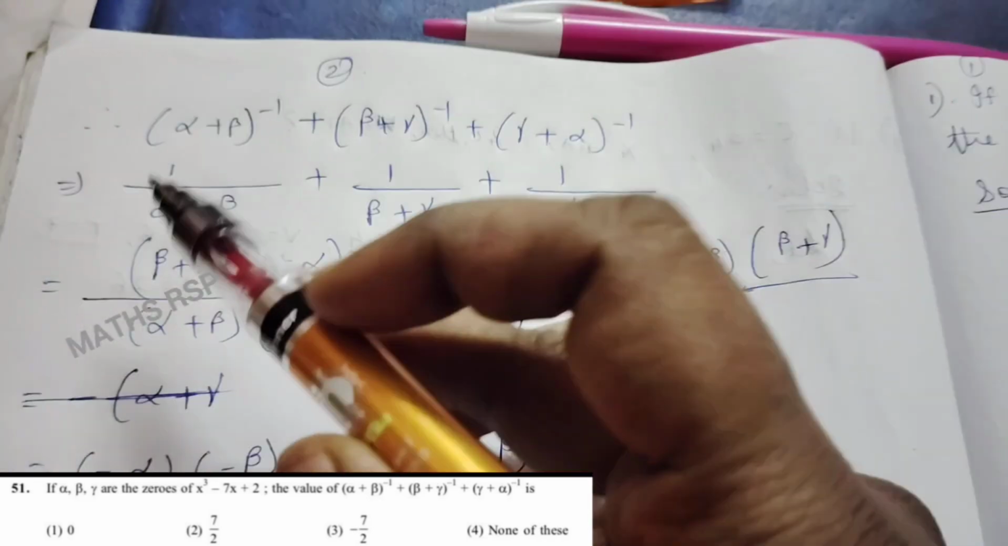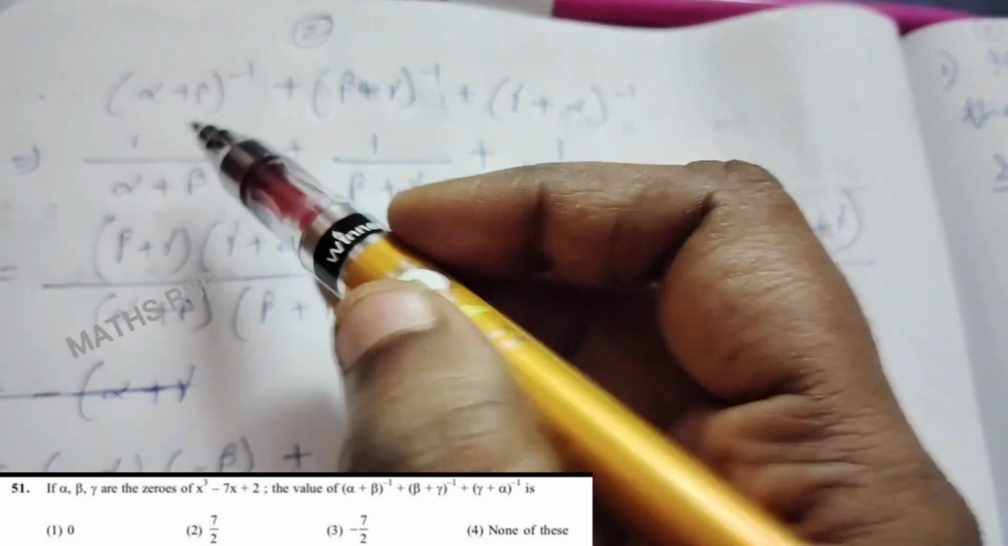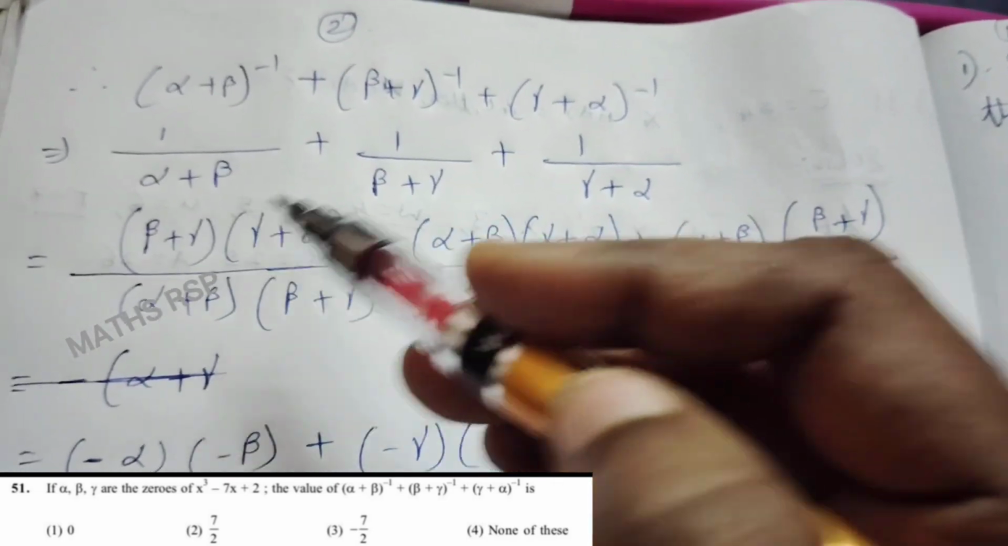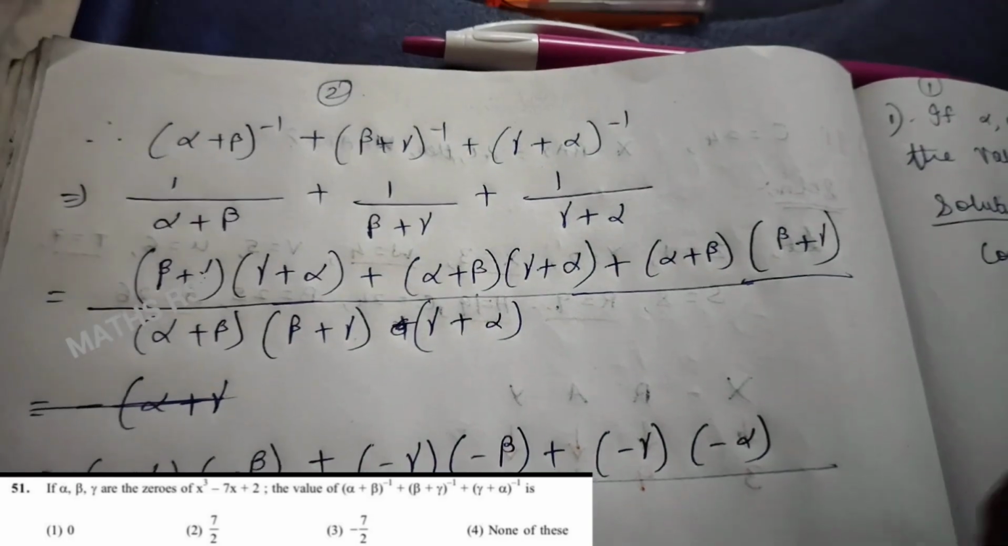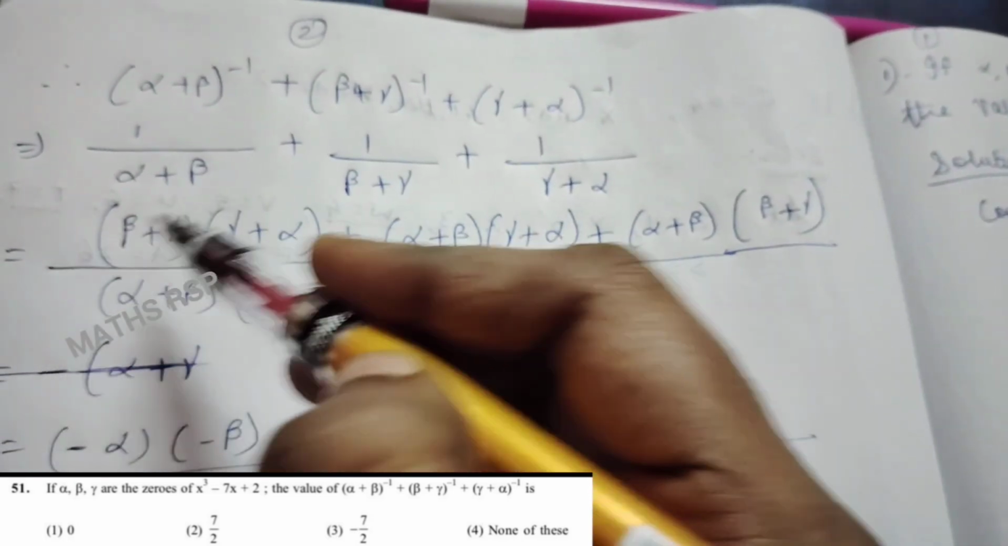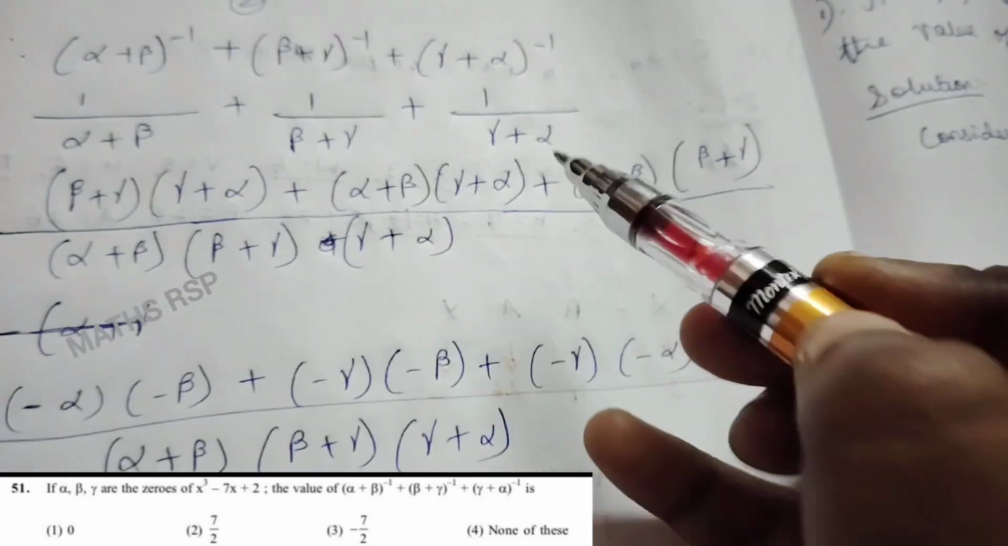Now the expression is (alpha plus beta) whole inverse plus (beta plus gamma) whole inverse, like that. Inverse means we can write it as 1 by alpha plus beta. For example, A inverse, A power minus 1, means we can write it as 1 by A, right? So like that we need to write it as 1 by alpha plus beta, here 1 by beta plus gamma, and 1 by gamma plus alpha.